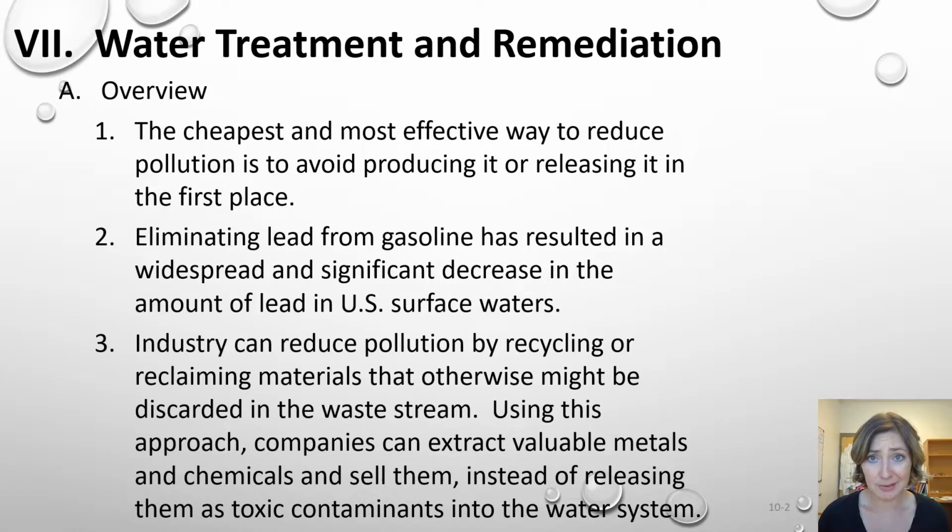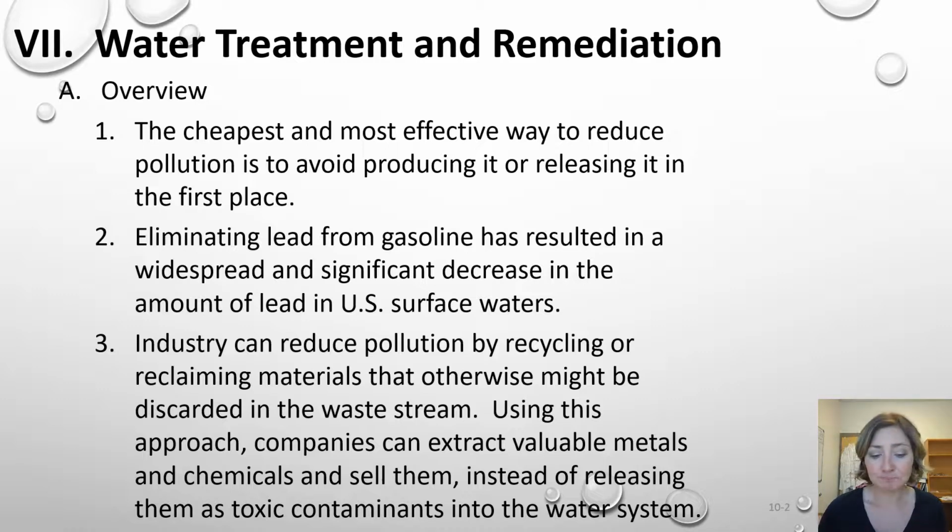Hopefully you're seeing a theme throughout all of these videos, and that is rather than having to remove and treat water and remove pollution from the water, the cheapest and most effective way to reduce pollution is to avoid producing it and releasing it in the first place. We know that eliminating lead from gasoline has resulted in a widespread and significant decrease in the amount of lead in U.S. surface waters. We still have work to do on that.